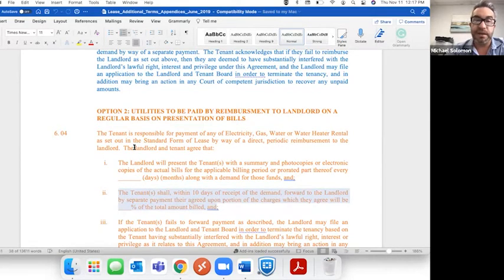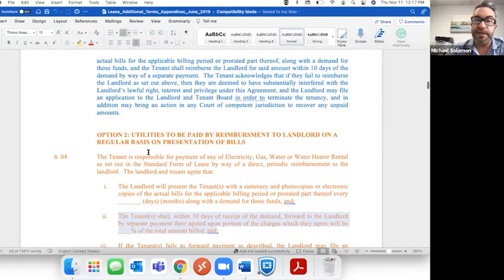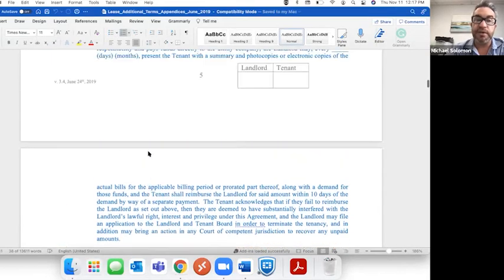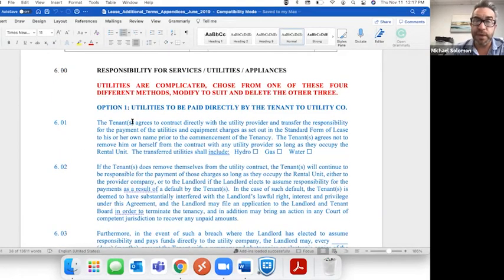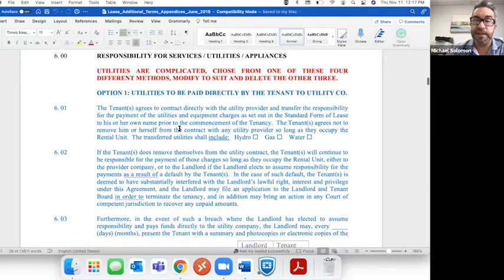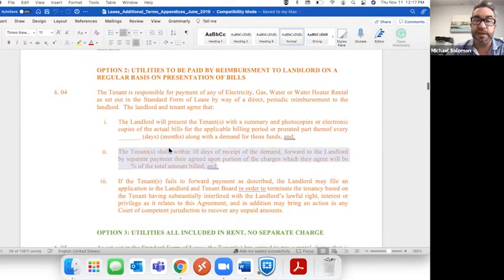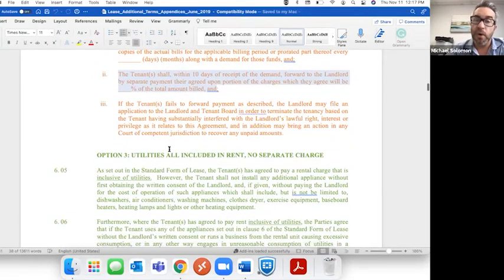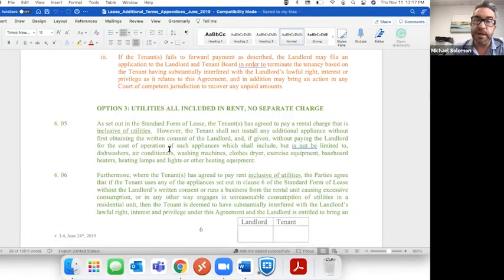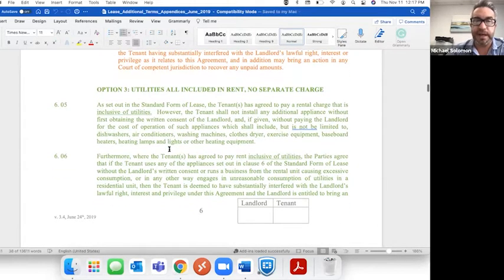So this is all covered underneath these options. You've got option 1, which is utilities paid directly by the tenant to the utility company, or option 2 about having utilities reimbursed, or option 3, where you're including utilities in the rent, which is very rare these days, but sometimes it does happen. There you would include all of option 3 and delete the 2 options above.